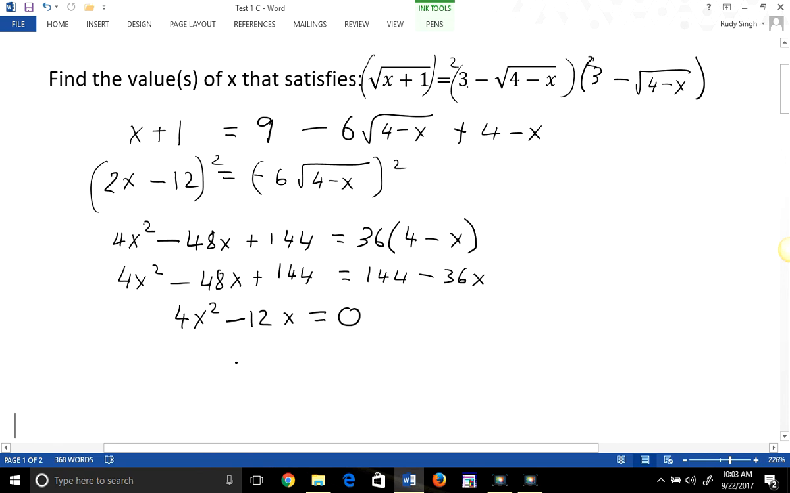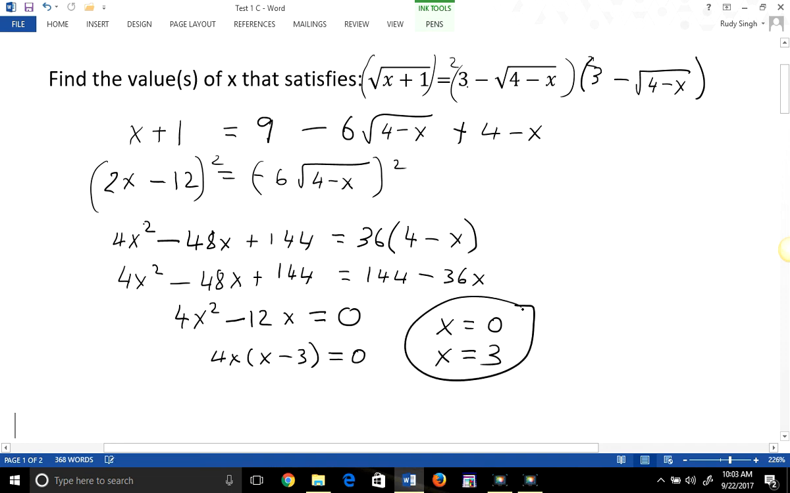For this one, you don't need to use a formula. It's easy factorization. You could just factor out a 4x, and you're left with x minus 3. Okay, so equals 0. So what does that tell me? X equals 0, and x equals 3. From these two, 4 times x is 0, so x must be 0. X minus 3 is 0, so x must be 3. Those are my two possible solutions.